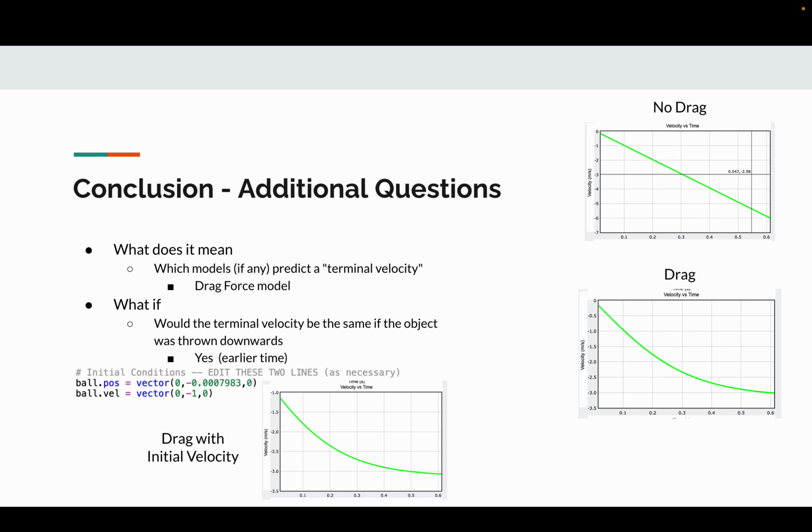That would be the drag force model on the right, since its parabolic shape indicates that it doesn't follow a constant velocity, meaning that it will eventually become a straight line resulting in terminal velocity. Another question is, would the terminal velocity be the same if the object was going downwards? It would still be the same but only occur at an earlier time. I proved this by altering the code and adding initial velocity, and as you can see in the graph, it looks essentially the same. However, it looks like the graph will reach terminal velocity quicker than the one shown on the right.